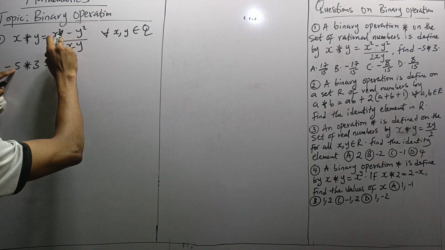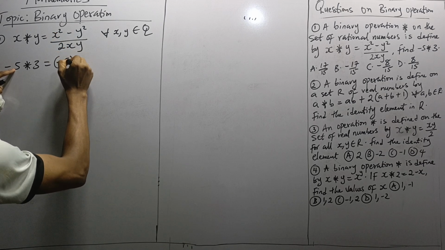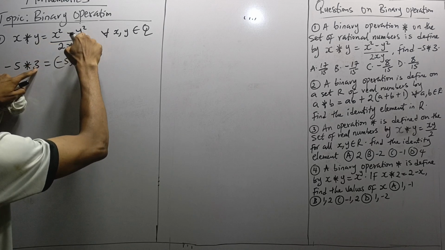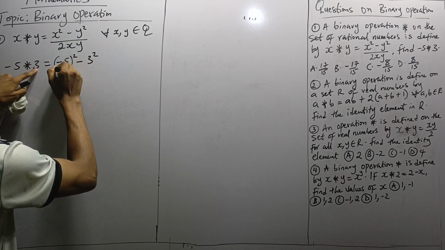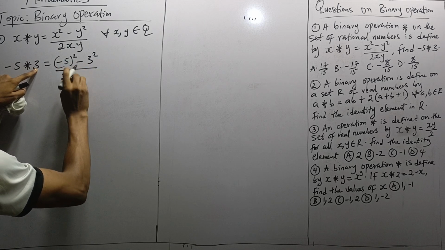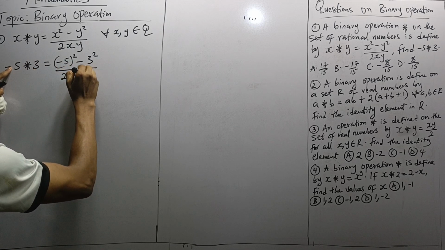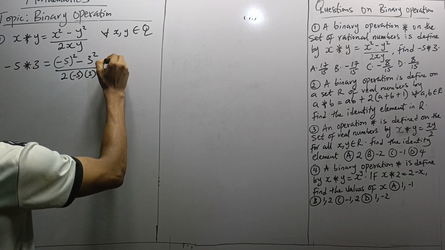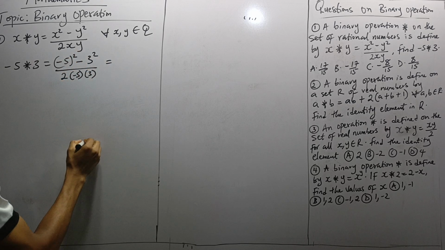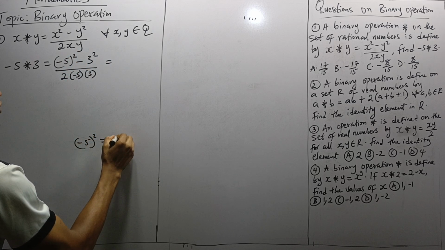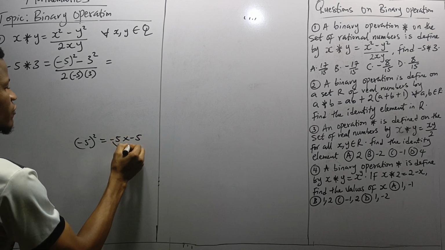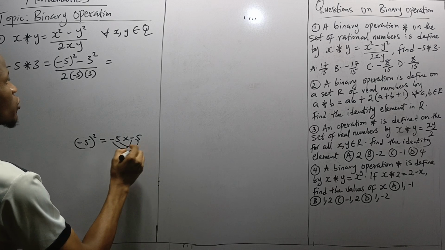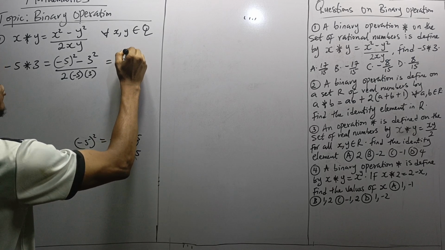So here we have the first element squared, which is (-5) all squared, then minus the second element squared, so I have 3 squared, then divided by 2 times the first element, which is -5, then times the second element, which is 3. So in the end, we are left with (-5) all squared. (-5) all squared is -5 times -5. Negative times negative is positive. 5 times 5 is 25. So it's going to be positive 25.